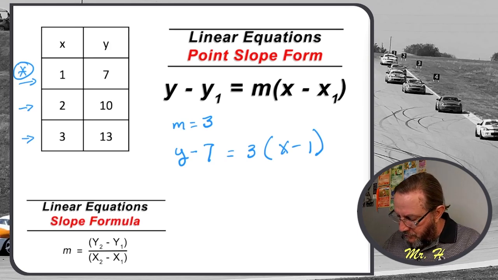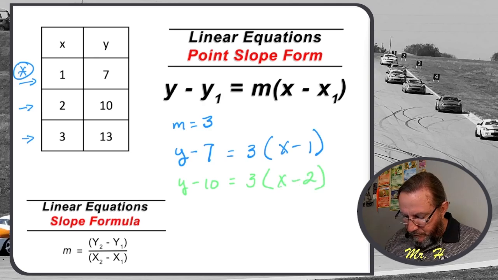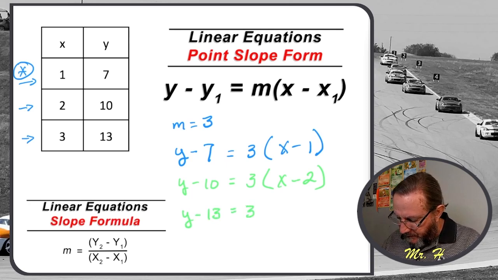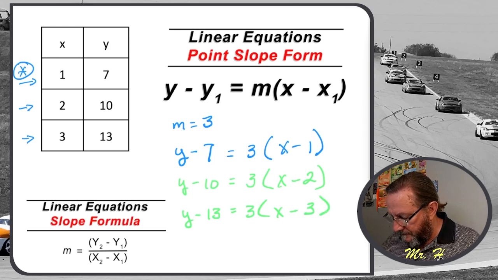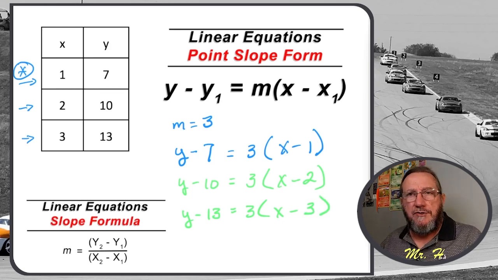If you want to use the other 2 points, how's that going to look different? Y minus 10 is equal to 3 times x minus 2. Or if you use the third point, y minus 13 is equal to 3 times x minus 3. So those are alternative answers that would be correct as well. We will not work those out. We will not simplify those to see and verify that they are the same. But we have a slope, we have a point, and we use the point slope form to come up with the answer.